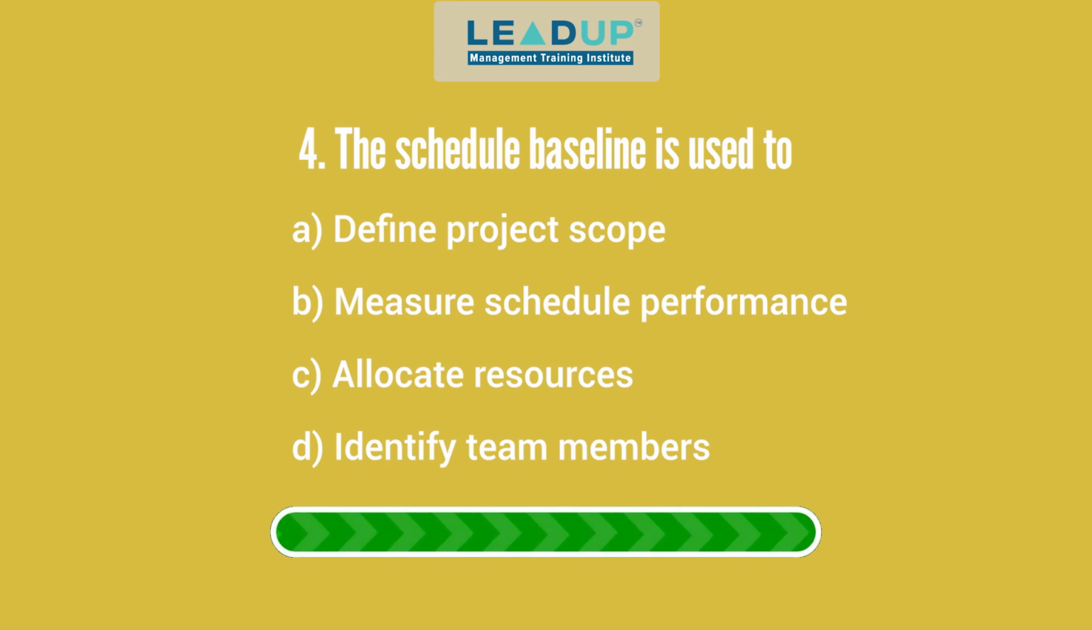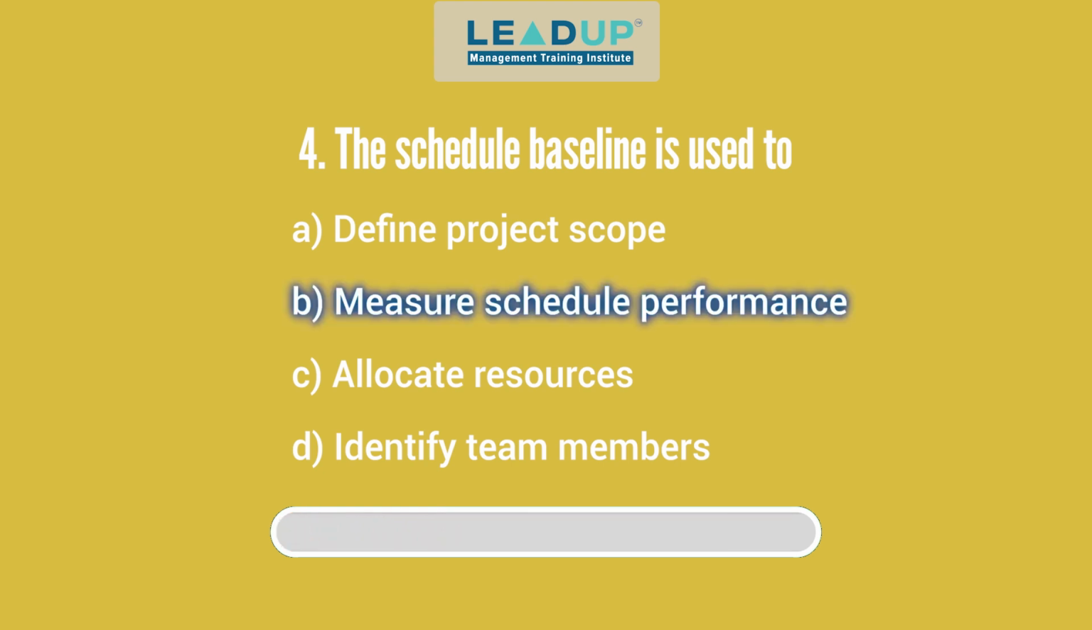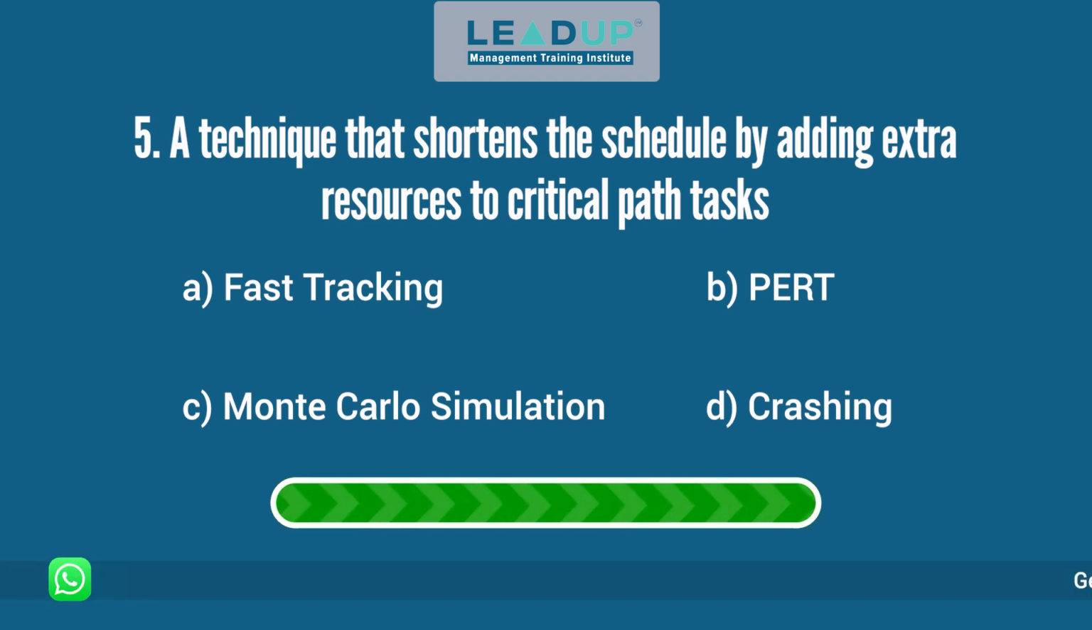The schedule baseline is used to A. Define project scope, B. Measure schedule performance, C. Allocate resources, and D. Identify team members. Answer: Measure schedule performance. Question 5.